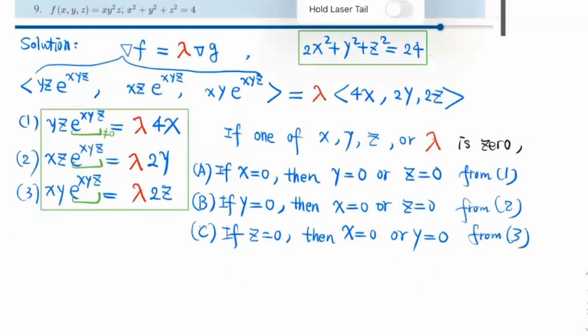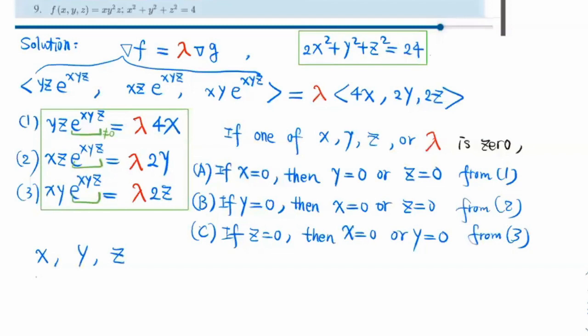So what does it mean? If x equals 0, then of the other two, one of them has to be 0. Do you agree? Okay. So if one of x, y, z equals 0, then you will have two of them equal to 0. Now what about if all of them equal 0?